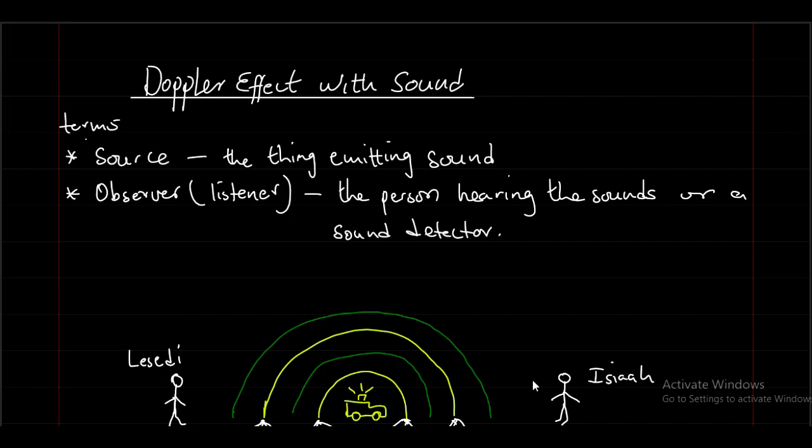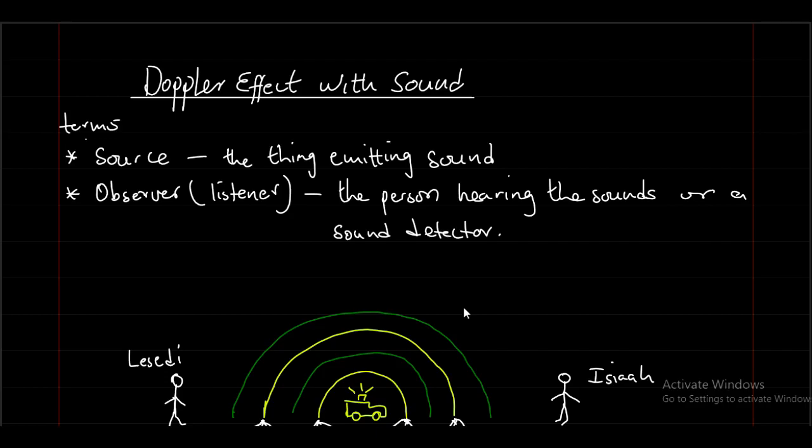In this video we are going to talk about the Doppler effect with sound. Remember, in the last video we talked about the reversion of electromagnetic waves, and we said that there are two types of Doppler effect: the Doppler effect with sound and the Doppler effect with light. Now we are going to focus on the Doppler effect with sound.